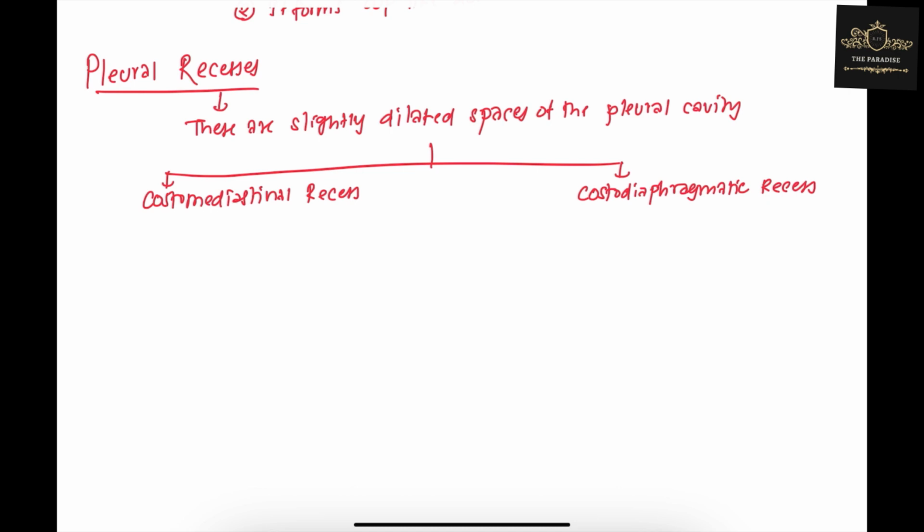The dilated space between the costal and mediastinal pleura is called as a costo-mediastinal recess.